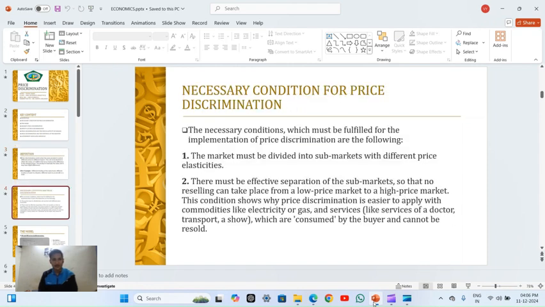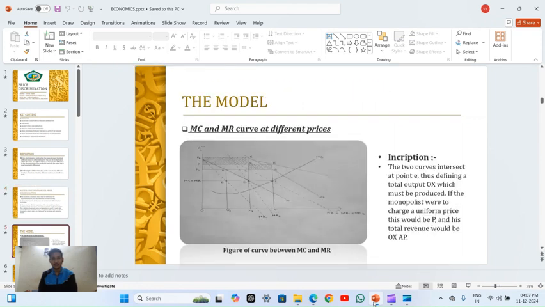Here are the necessary conditions for price discrimination. The necessary conditions which must be fulfilled for the implementation of price discrimination are the following. First, the market must be divided into sub-markets with different price elasticities. There must be effective separation of the sub-markets so that no reselling can take place from a low price market to a high price market. This condition shows why price discrimination is easier to apply with commodities like electricity or gas and services like the service of a doctor, transport, or a show, which are consumed by the buyer and cannot be resold.